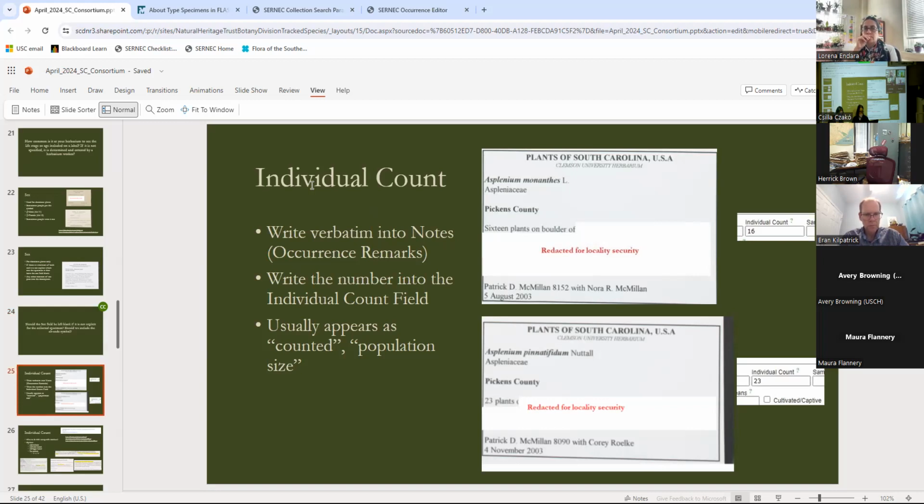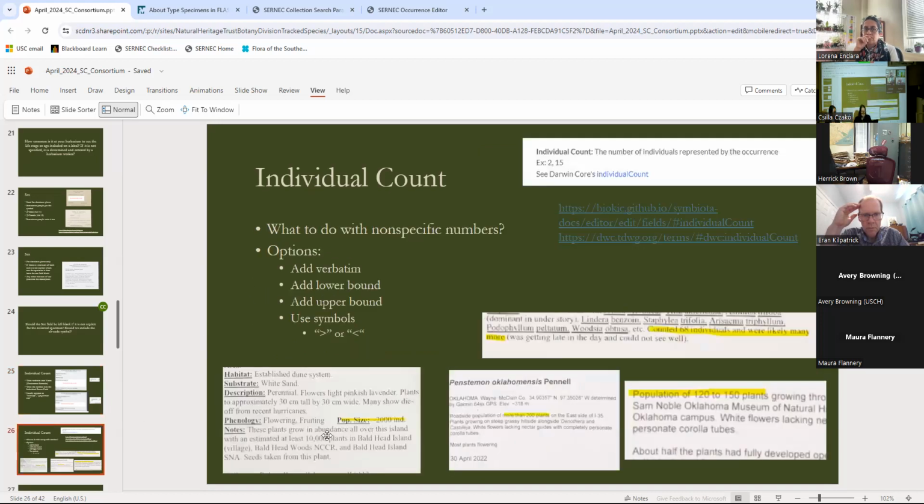So for example, Patrick McMillan kindly pointed out that there were 16 plants at this particular fern, and then he also pointed out that there were 23 plants at this other location. That's great. I love this. A number. What I keep on running into is that people will put about 2,000 individuals, more than 200 plants. I counted 68, but there were very likely more. It's supposed to be, according to Darwin Core, a number.